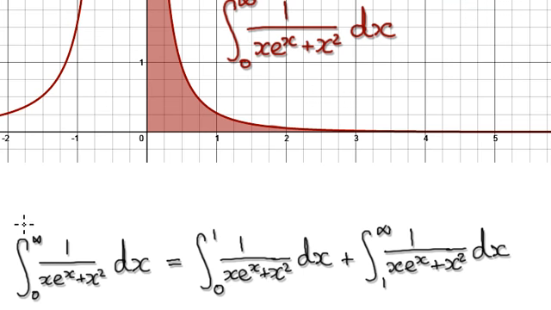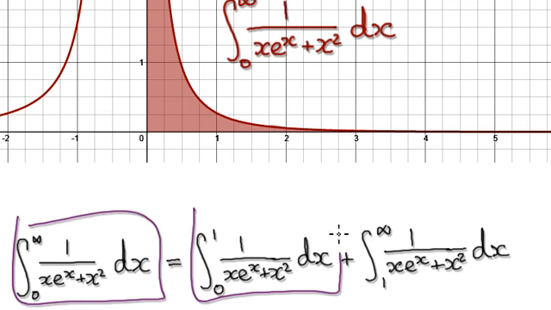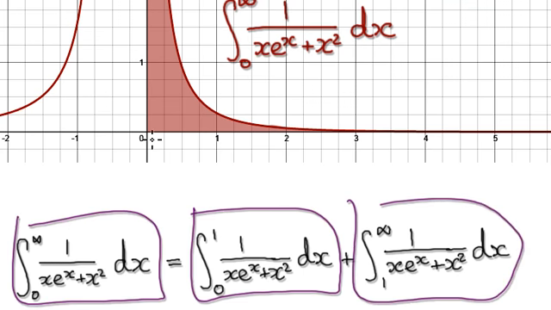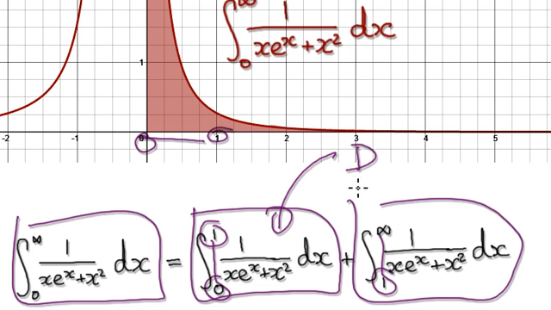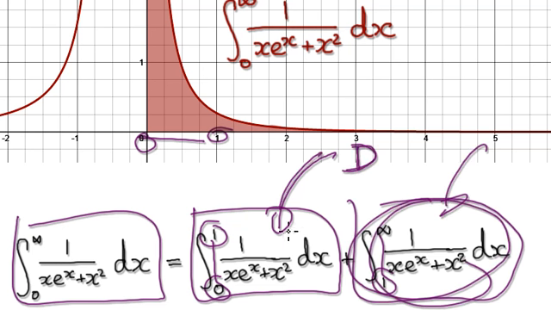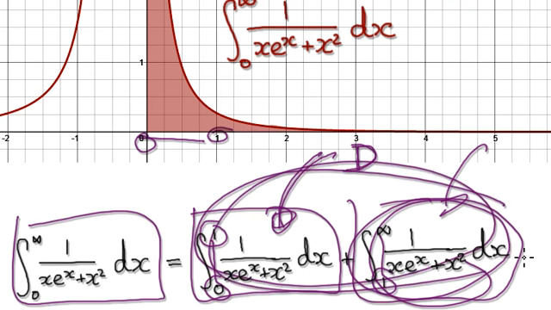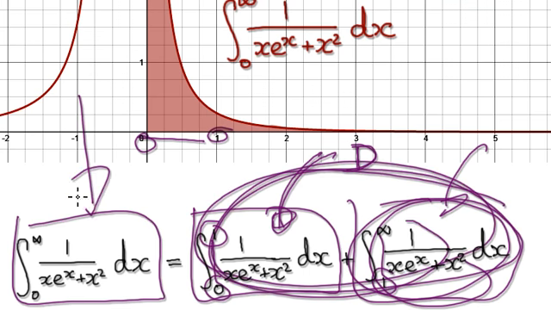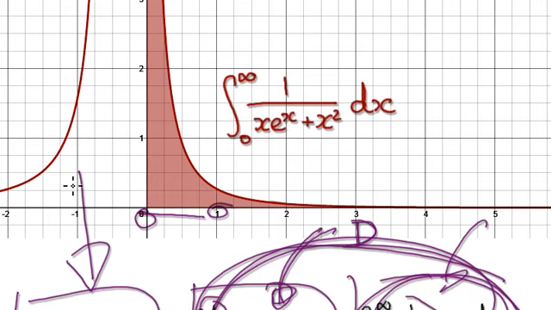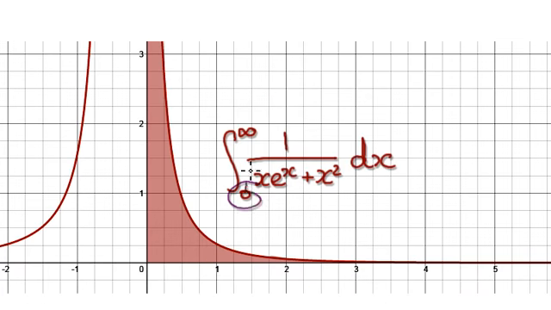So remember, we were trying to evaluate this here. We broke it up into two different integrals, one from 0 to 1 and the other from 1 to infinity. The point is that this thing is going to diverge, so let's not bother evaluating the other. If this thing diverges, then the whole thing is going to diverge, meaning this area from 0 to infinity is just going to get bigger and bigger and bigger. Okay, so yeah, it's going to diverge.